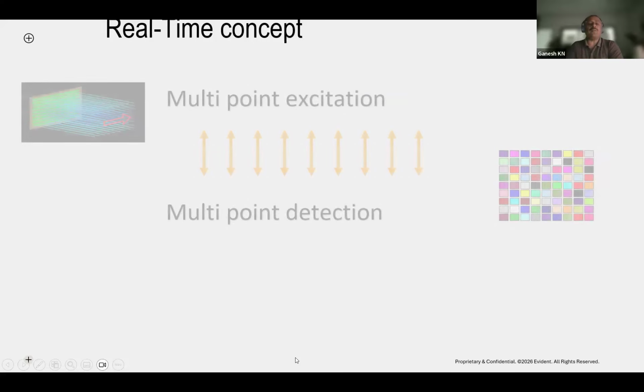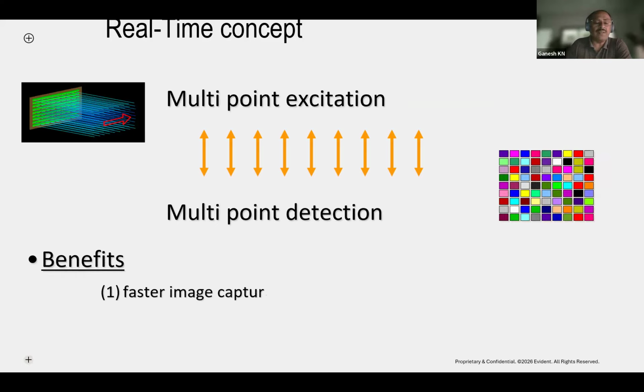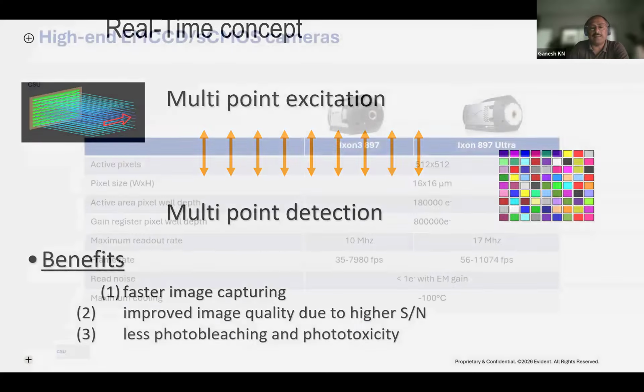So the spinning disk confocal microscope has helped us address the issues of the point scanning confocal microscope and take the advantage of the wide field fluorescence microscope. Now you have a solution for fast, high-speed, multi-point imaging, multi-point excitation, and multi-point emission collection. The advantage is faster image capturing, improved image quality due to the higher signal to noise ratio, and lesser photobleaching and phototoxicity because you are using a highly sensitive detector here.